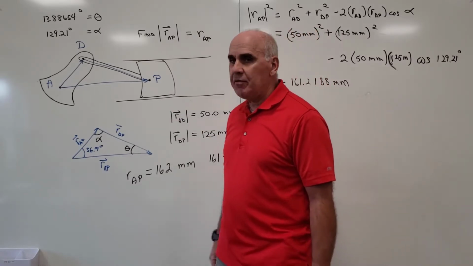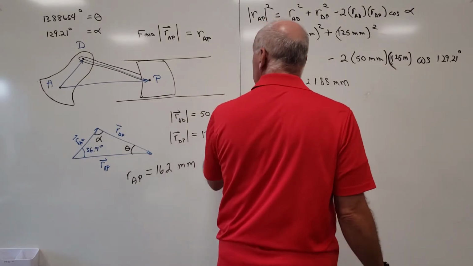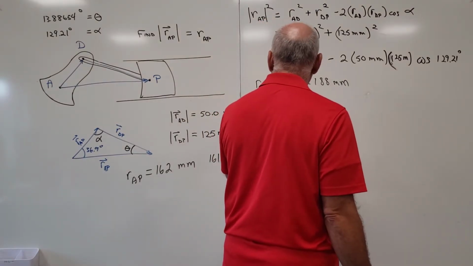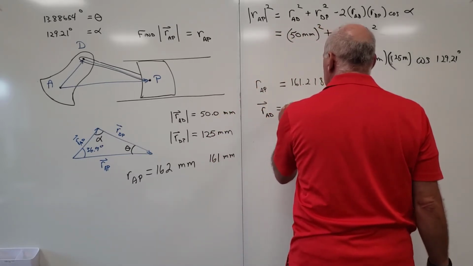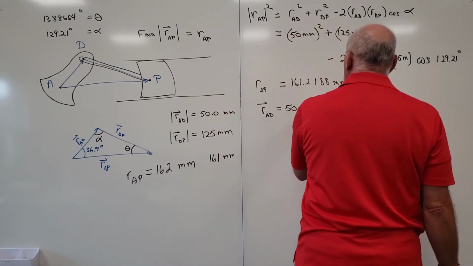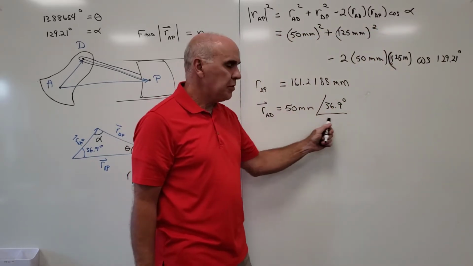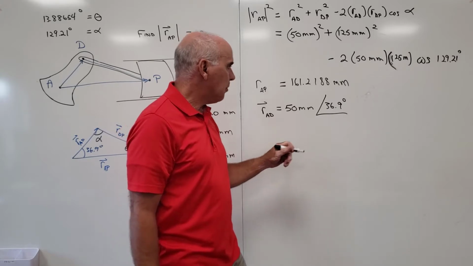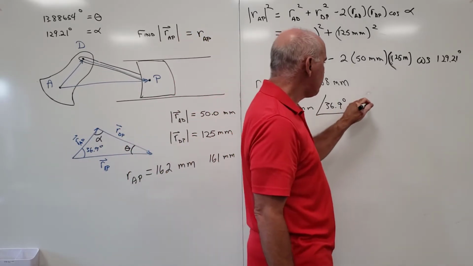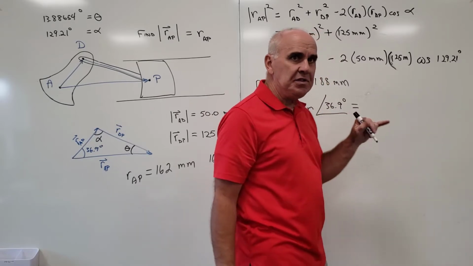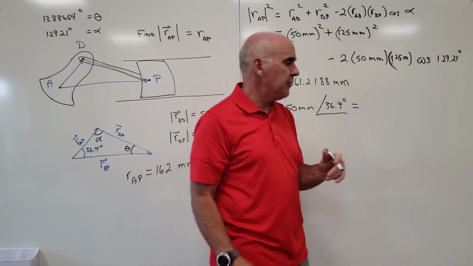The other way I want to solve this problem is using components. So I've got RAD, and that's got a length of 50 millimeters at an angle of 36.9 degrees. So there it is in polar form. And so that's going to be 50 millimeters cosine of 36.9, but this is a 3, 4, 5 triangle, so that's going to be 4 over 5.